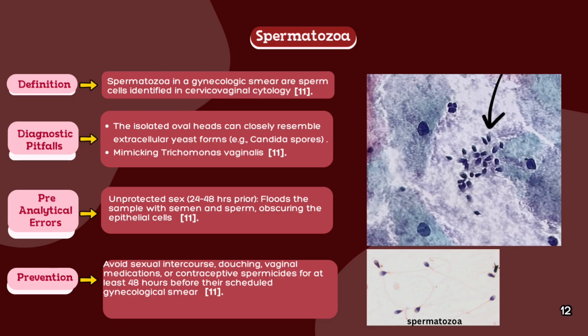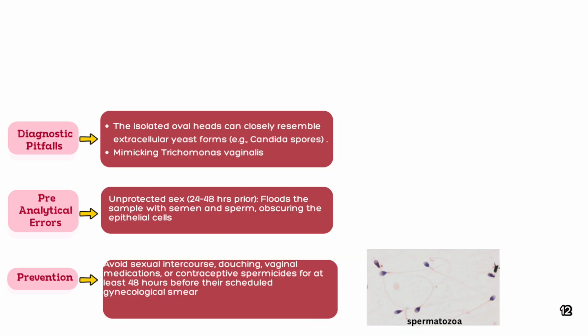To prevent this type of contamination, patients are advised to avoid sexual intercourse, douching, and vaginal medication for at least 48 hours before a Pap smear. Following this instruction helps produce a cleaner specimen and improves the accuracy of the test.